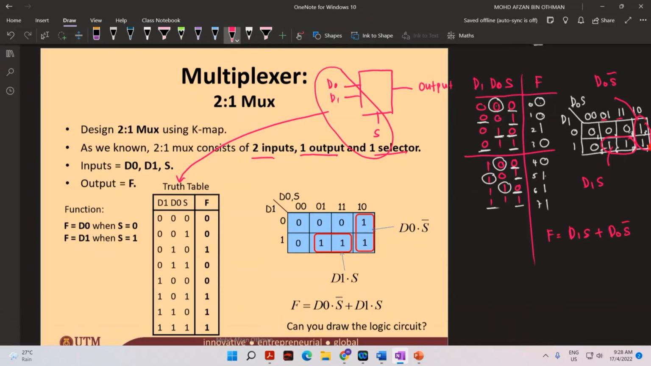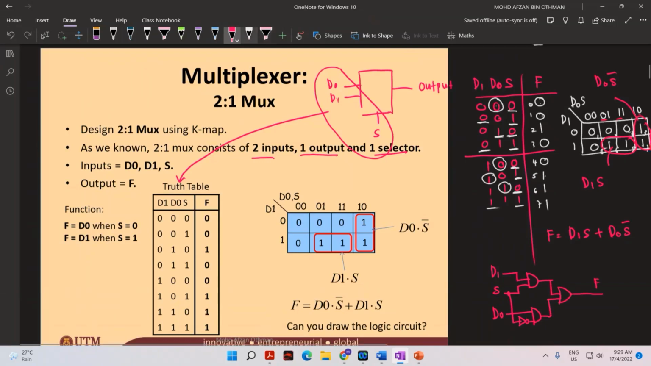Okay, if you draw the circuit, okay, kamu akan dapat something like this lah. Okay, so D1. Okay, then you have S. Okay, masuk kepada AND gates. And then D0. Dia masuk kepada S bar. So this is your S bar. Masuk pada AND gates. And then after that, you OR them together. So this is your F.